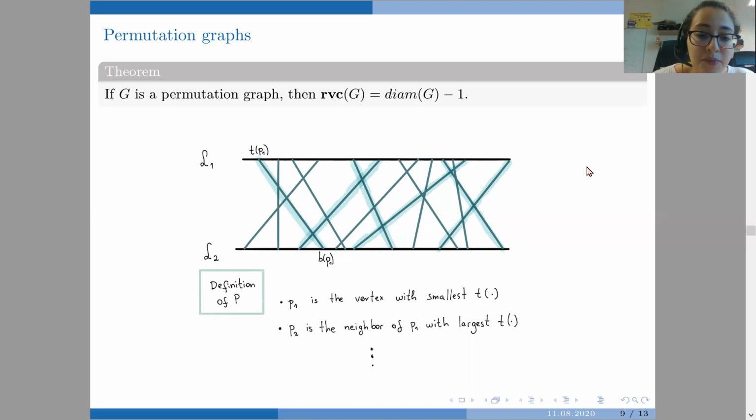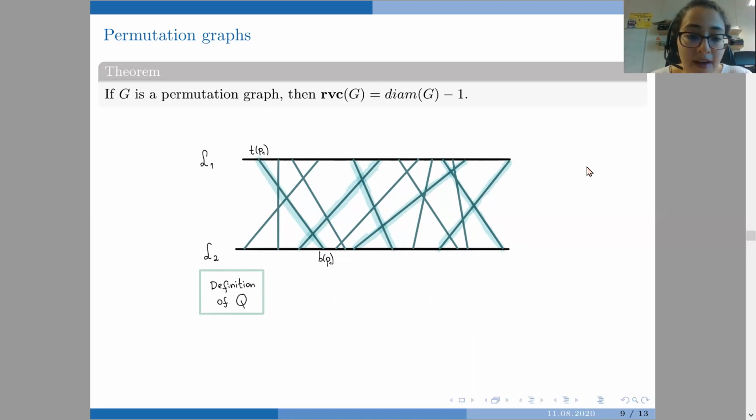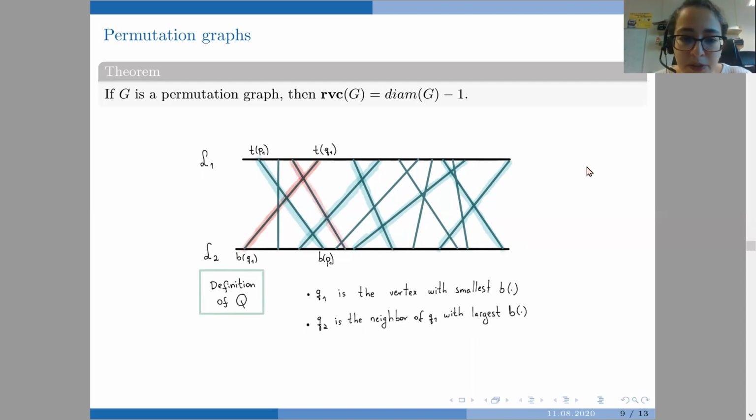And the second path will be defined in a similar way, but now we start with the vertex that has the smallest bottom. And again, the second one will be among those intersecting that one, the one that has the largest bottom, and then the third one will be the one having the largest top, and so on. And notice that here, the last two vertices of the path are actually the same. They just appear in opposite orders in the path, but they're the same.